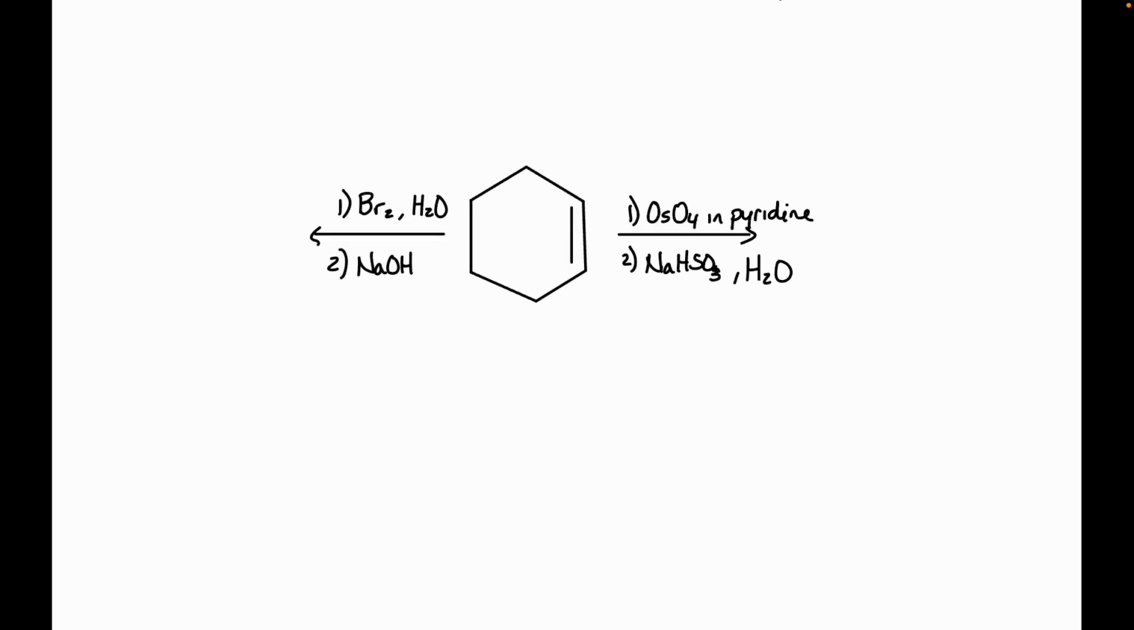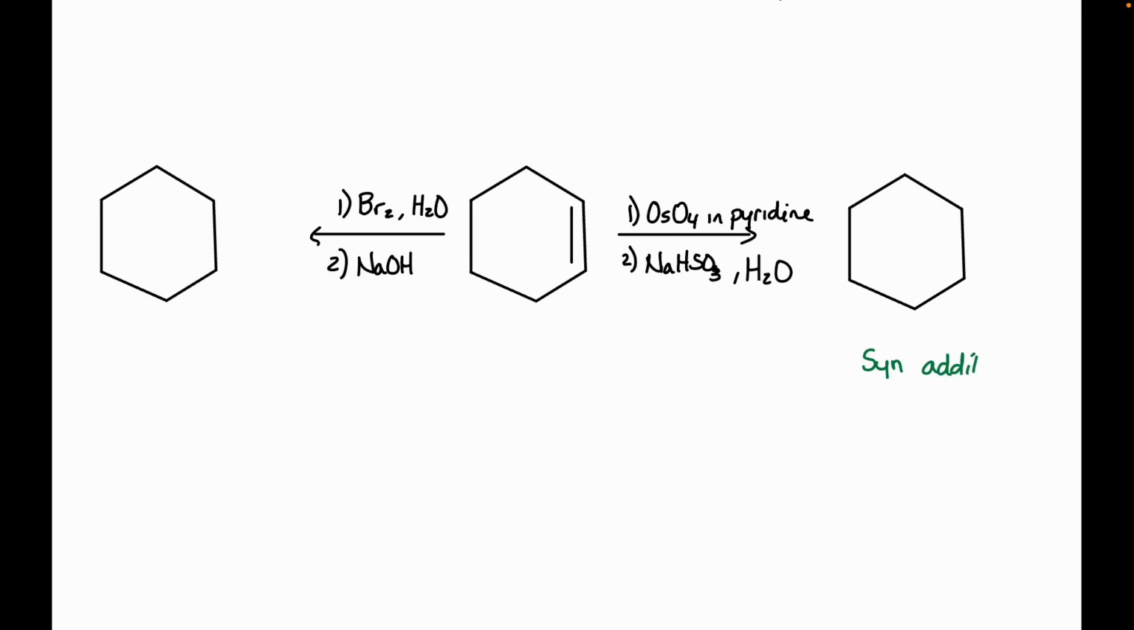All right, so in both cases, you're going to add an OH to both sides of your ring. The difference is the way in which they're added. For the osmium tetroxide, this is what we would call a syn addition, meaning both groups are added to the same side, so either both wedges or both dashes, right? They're added to the same side.